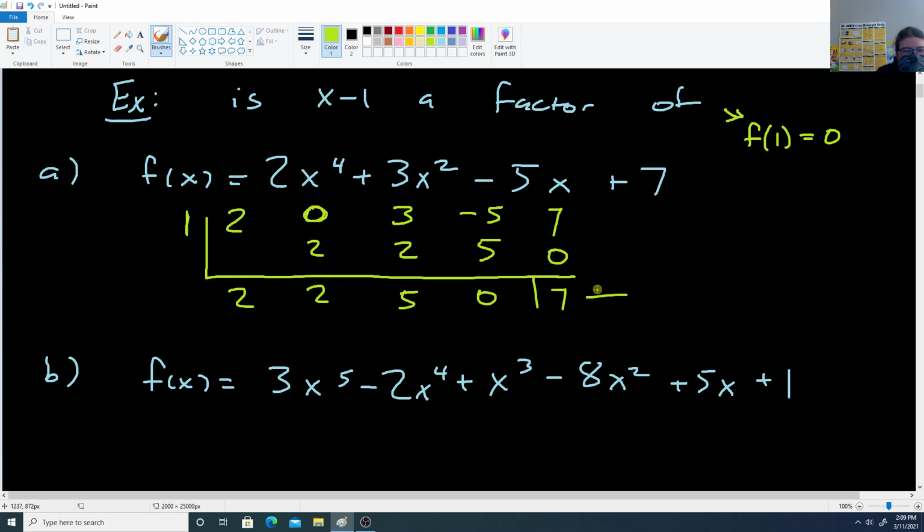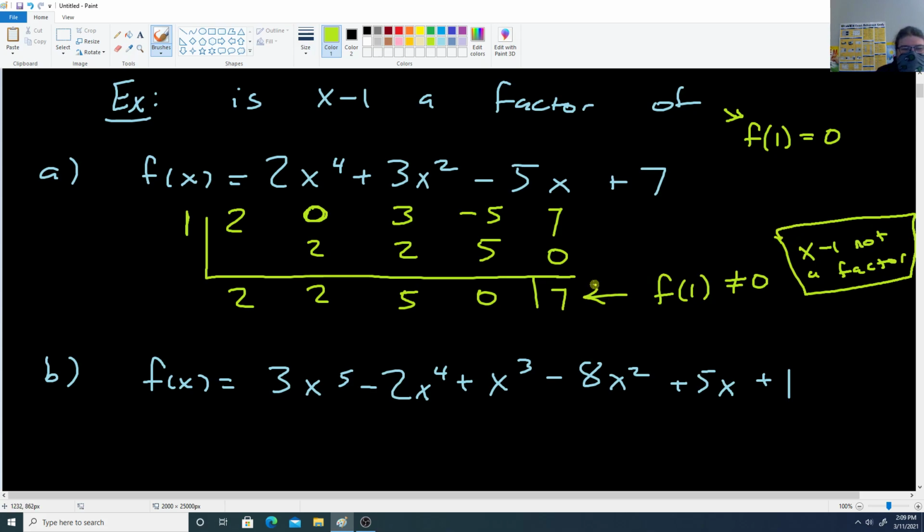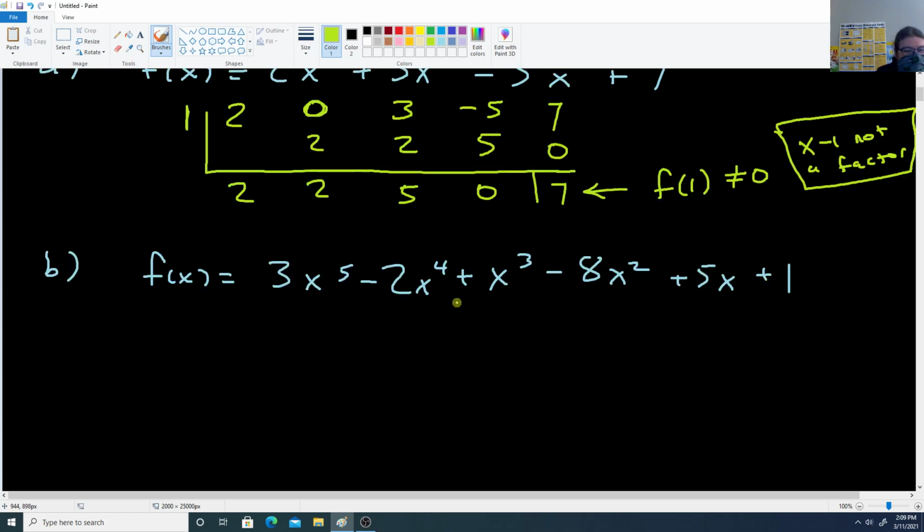So this right here, this is f of 1. And so we get, that is not equal to 0 because it's equal to 7. So we get x minus 1 is not a factor. So this first one, x minus 1 is not a factor. We did synthetic division. The remainder told us f of 1, and f of 1 did not equal 0.